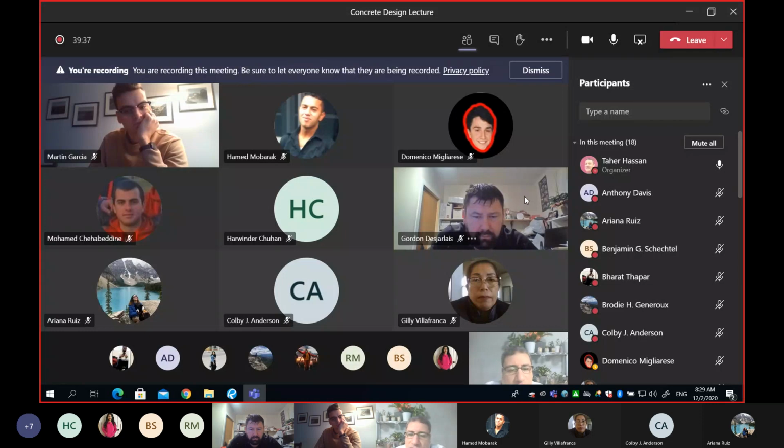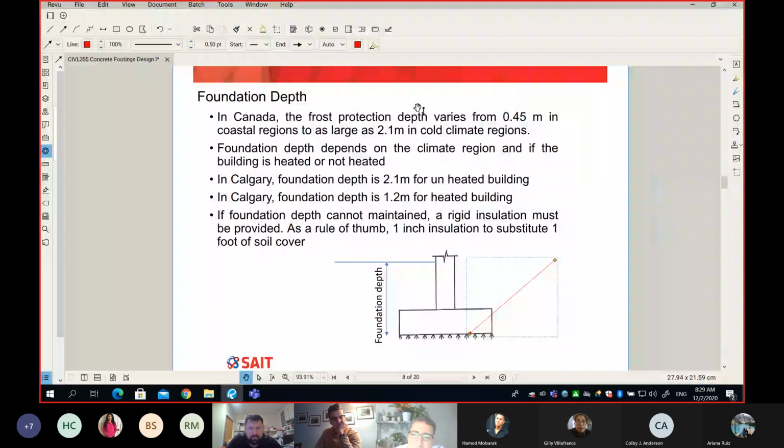Close to the mountains, we don't get this cold temperature because of the air movement, but we get lots of snow. And it's not about snow, it's about the cold, okay? So the colder it gets, the more you need to dig down and rest your footing on an area which has enough soil cover, which protects the footing from freezing, okay? So the number here is 0.45 to 2.1.